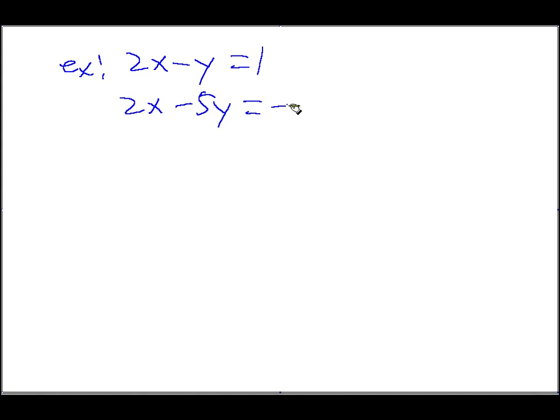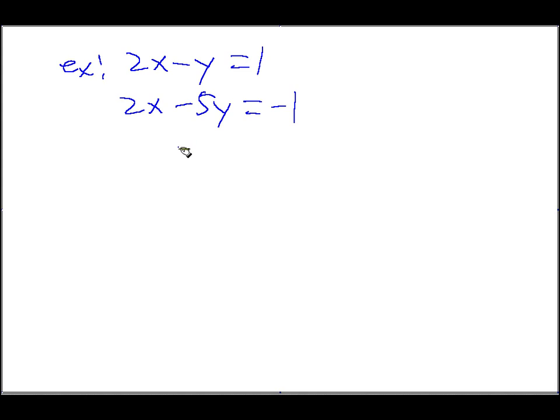All right? Let's look at this equation here. Okay, let's look at 2x minus y is equal to 1. So let's look at this system here. 2x minus y is equal to 1. All right? And 2x minus 5y is equal to negative 1. 2x minus 5y equal to negative 1. Okay? So let's go ahead and apply the addition method to solve this linear system.